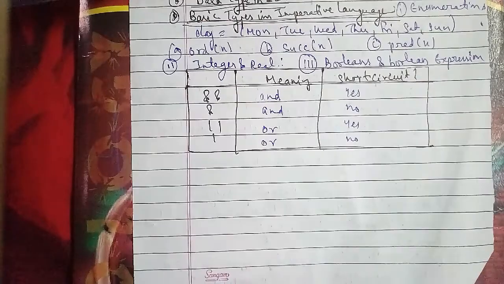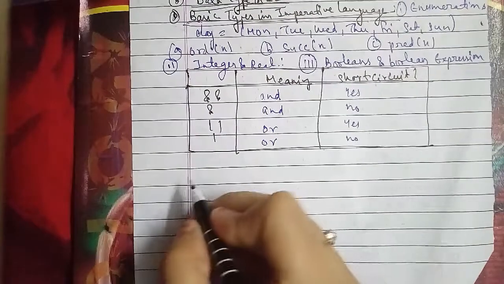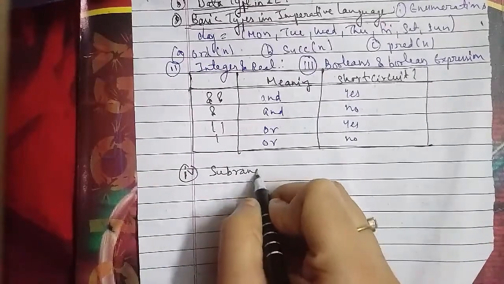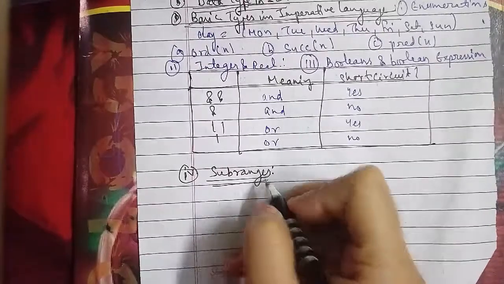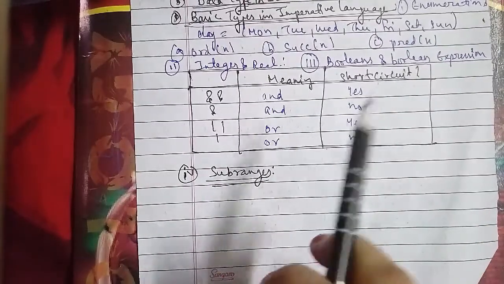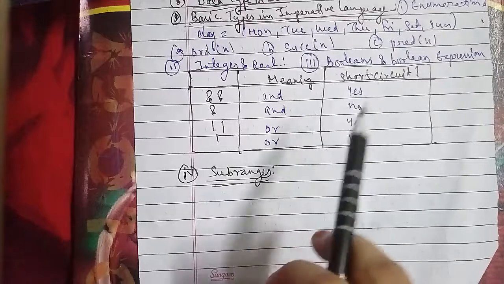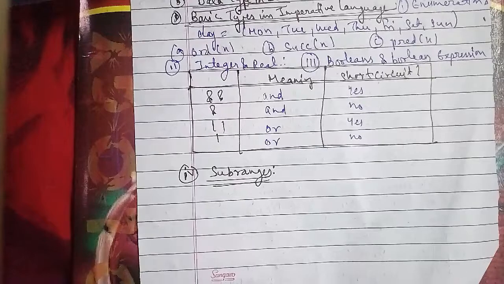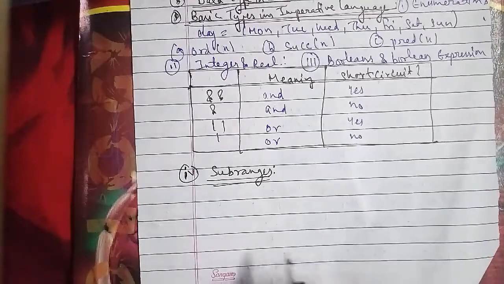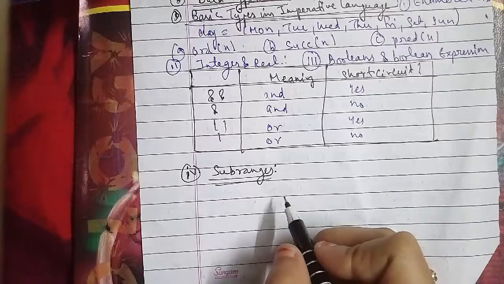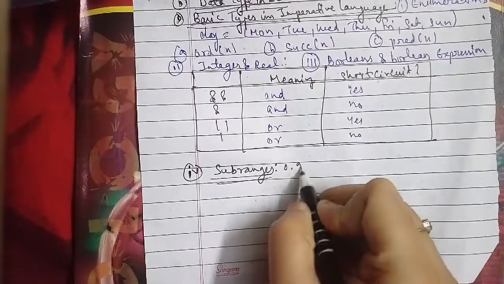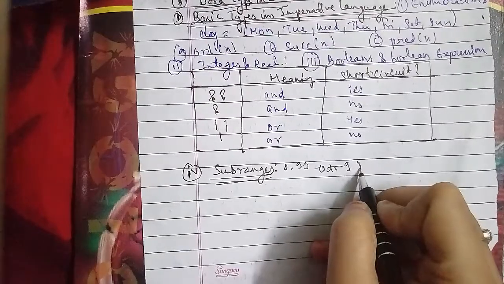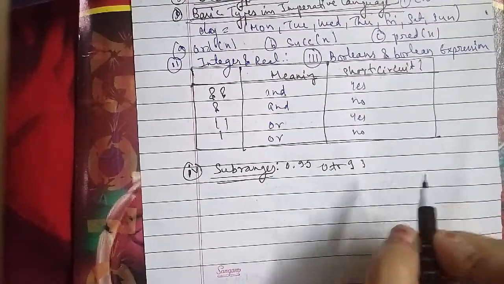Now let's talk about the fourth one which we have to discuss here, and that is subranges. Subranges are special cases of the basic type because they restrict the range of the values of an existing type. For example, the subranges between the values 0 and 99, and the syntax of the subrange in Pascal would be represented like this.